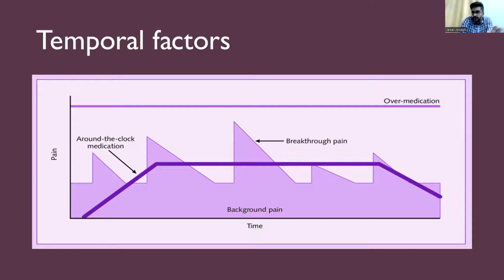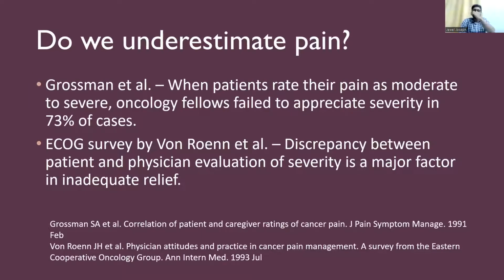So one factor of chronic pain, as we mentioned earlier, is its fluctuating course. It may not be constant always. There will be breakthrough pains in between. So in the temporal factors, it is also important to assess these breakthrough pains and prescribe SOS analgesics to the patient. Just to bring that to your notice as well.